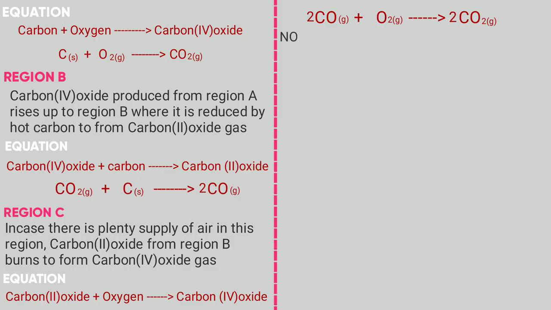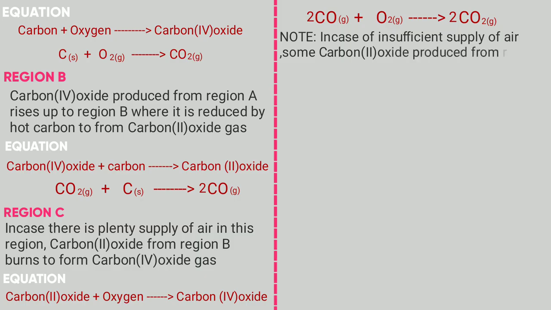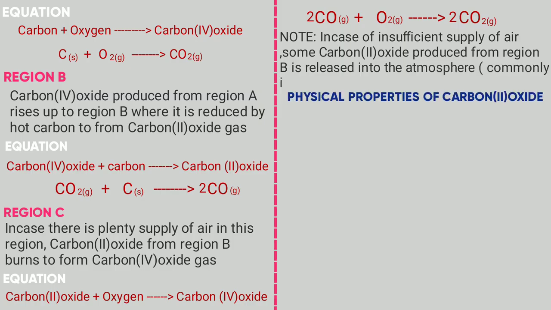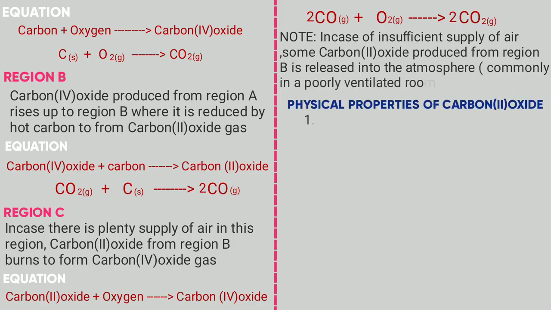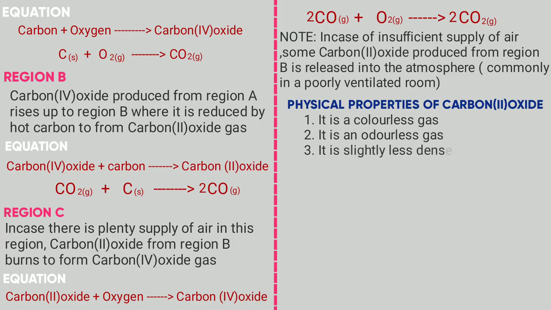Now in case of insufficient supply of air, some carbon 2 oxide produced in region B is released into the atmosphere. Physical properties of carbon 2 oxide include: it is a colorless gas, it is an odorless gas, it is slightly less dense than air, as the density of carbon 2 oxide is 1.25 grams per centimeter cubed, while that of air is 1.2929 grams per centimeter cubed. It is slightly soluble in water.